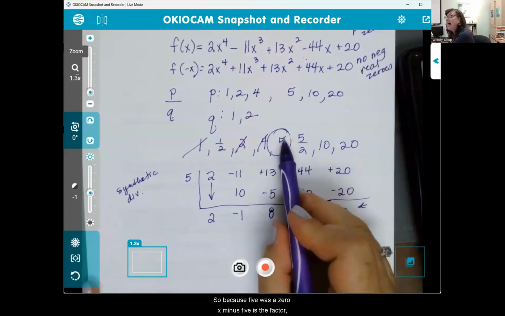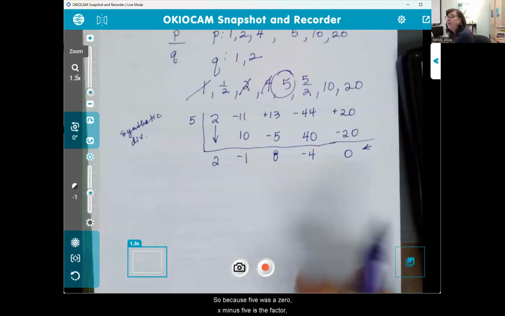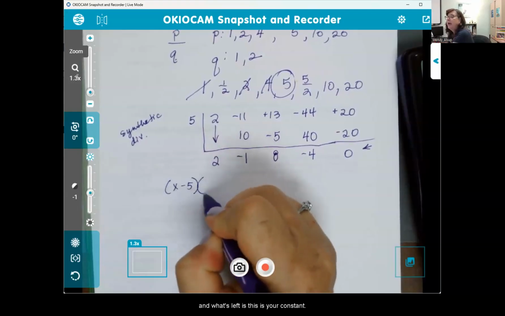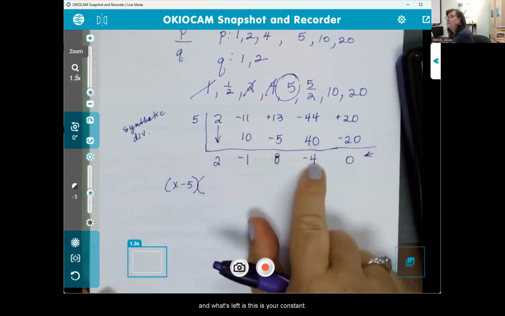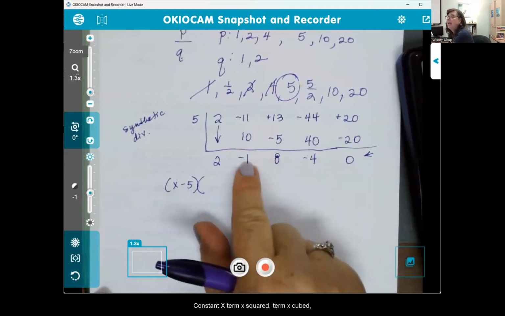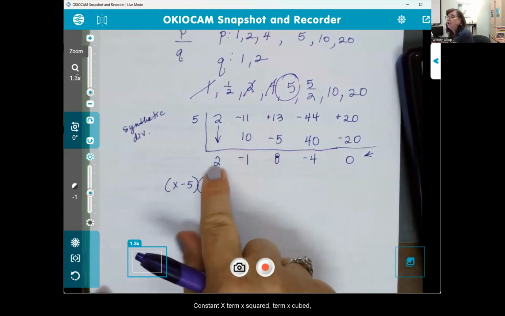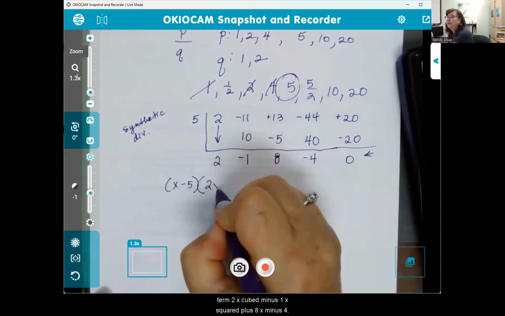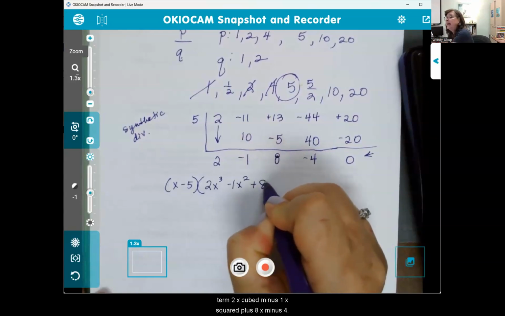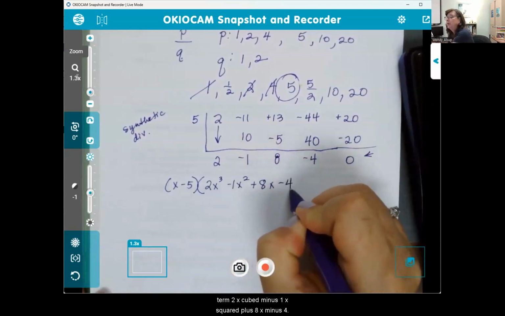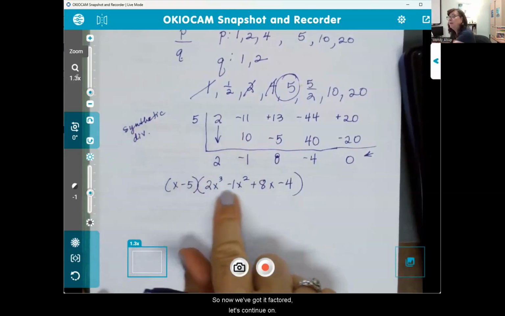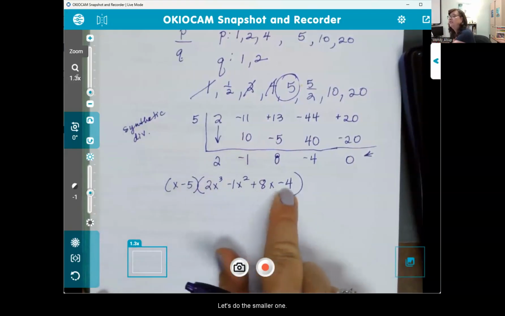So because 5 was a 0, x minus 5 is the factor. And what's left, starting at the end, is the constant, x term, x squared term, x cubed term: 2x cubed minus 1x squared plus 8x minus 4. So now we've got it factored. Let's continue on, but let's do it with the smaller one.